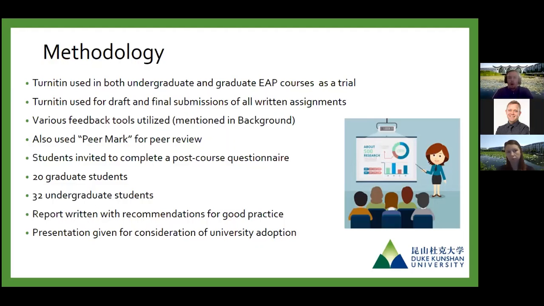Our intention at Duke Kunshan University, if we feel this is a successful trial, is not necessarily to have a blanket university-wide adoption of Turnitin. Our vision instead is to perhaps use this as an optional tool that lecturers may wish to use in their course if they feel it's beneficial.